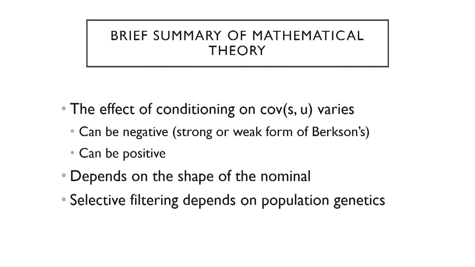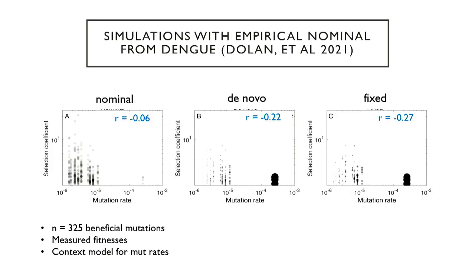So the effect of conditioning on the covariance of selection coefficients and mutation rates can be negative, like Berkson's association, or it can be positive. It depends on the shape of the nominal, and it depends on how selective filtering happens in a population. So what this means is that rather than just relying on abstract theory, we need to look at some actual distributions. The distribution that I just showed you a moment ago is an actual distribution.